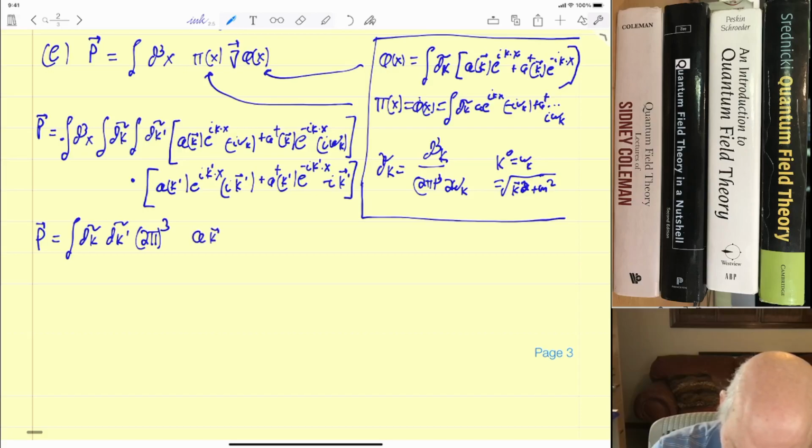a k a k prime times minus omega k prime. Just to show this, if we take this over here times this, i times minus i is plus, I get an omega k and a k prime. This should be a vector here.